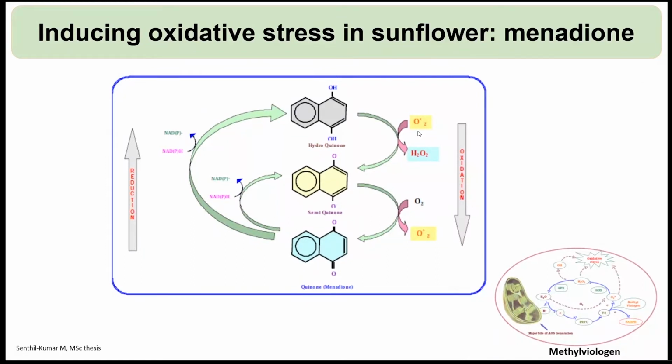I'm also introducing a little bit about methyl viologen, because that was one of the stresses that we have considered. This is to simply say that the photosynthetic electron transport chain that happens in the chloroplast can be interfered with by this compound called methyl viologen, which can introduce oxidative stress in the chloroplast, as shown here.